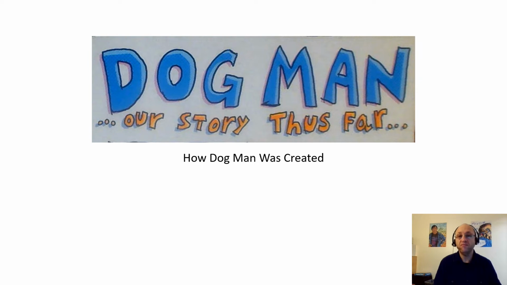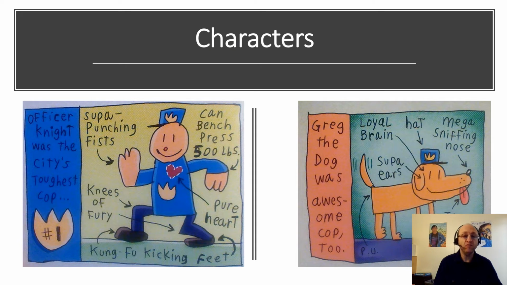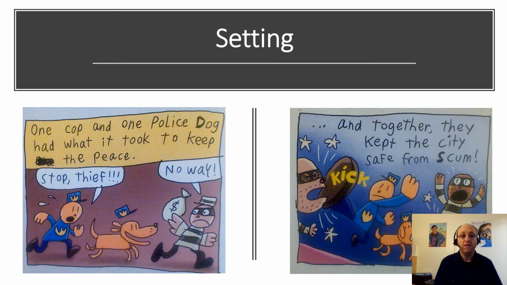Right, you can say there was a policeman named Officer Knight, and he was the city's toughest cop, and he had a dog named Greg, who was really an awesome cop too. And this one cop and this one police dog kept the city safe, and that's the setting of the story, right? That's the background of how things were before there was a problem.